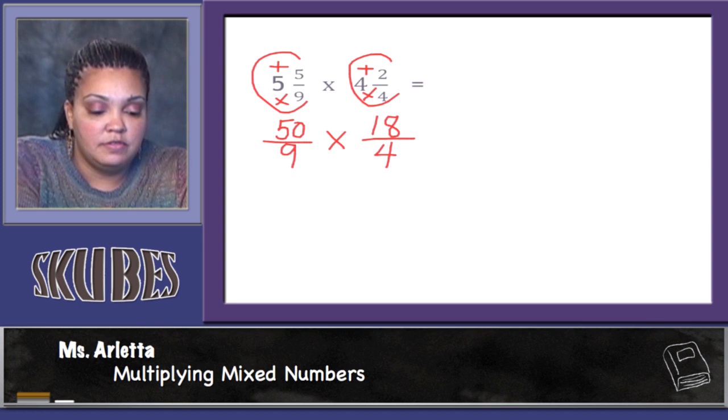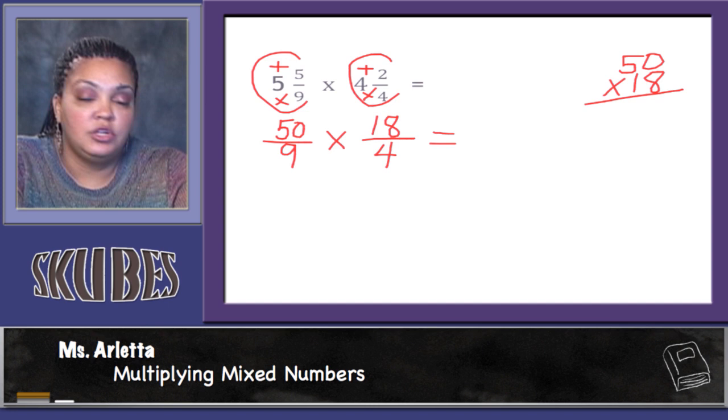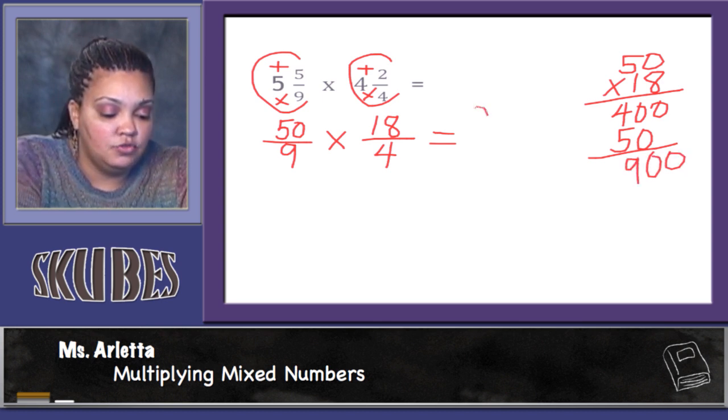Now we have 50 times 18. We have to multiply our numerators and multiply our denominators. 50 times 18 would be the multiplication of our numerators. 8 times 0, 8 times 5 is 40. 1 times 0 is 0, and 1 times 5 is 5. When you add them together, that gives you an answer of 900.